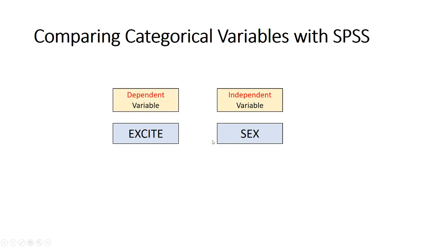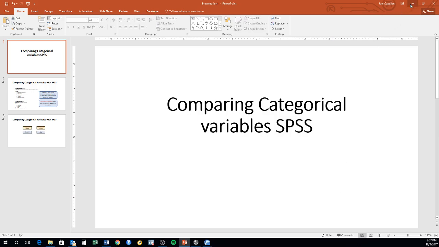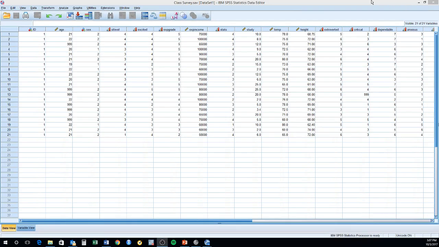However, how excited you are about a particular course cannot influence your gender because your gender is already set. So therefore, excited is the dependent variable, gender is the independent variable. You must know this coming in. So now that we got that out of the way, we can go to SPSS and carry out the analysis.